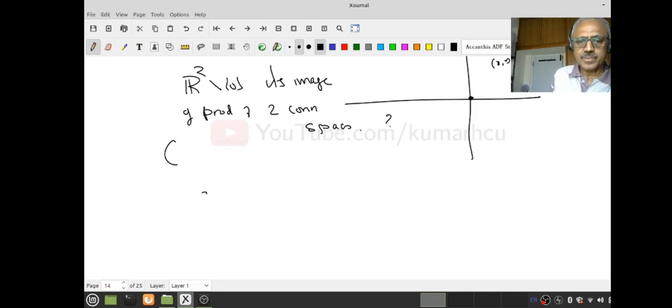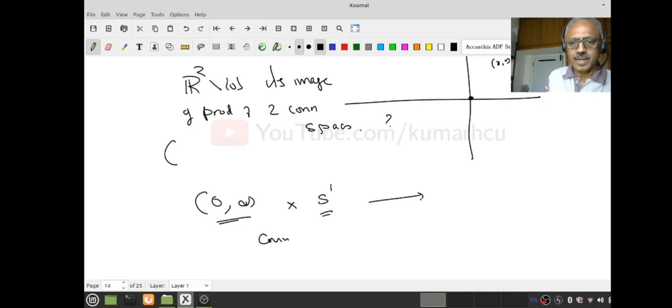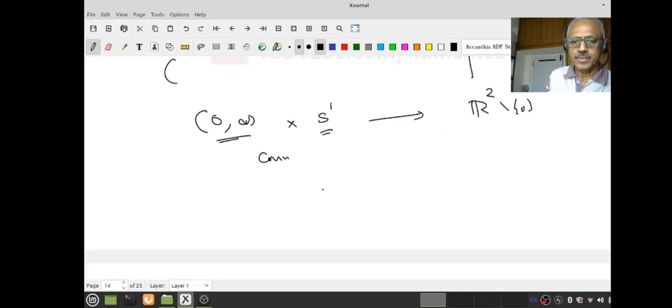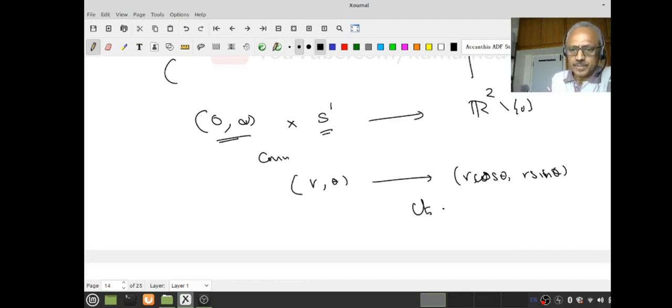Where does r vary from 0 to infinity? As theta varies over R, cos theta, sin theta, what do they form? They form a circle. So I know this is connected, this is an interval. We had already seen S1 is connected, right? Therefore this is connected. And from here to R2 minus 0, I have an obvious map, (r, theta) going to (r cos theta, r sin theta). Okay, and this is a continuous map.